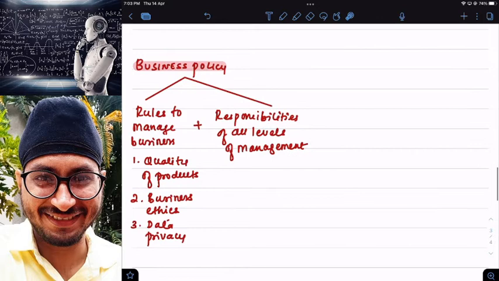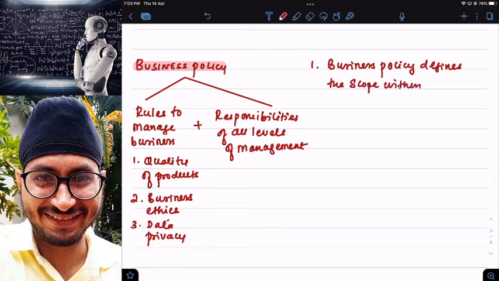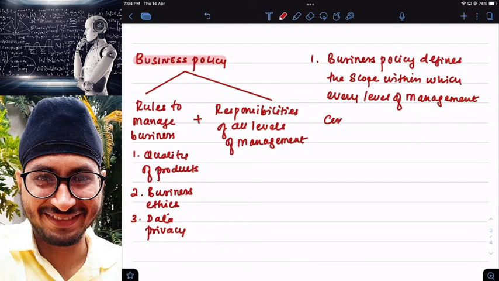Now, under that, point number 1, business policy. Sir, business policy defines the scope within which every level of management can take decisions.